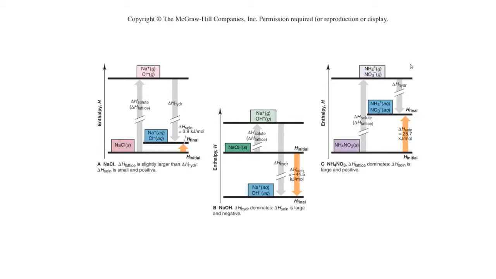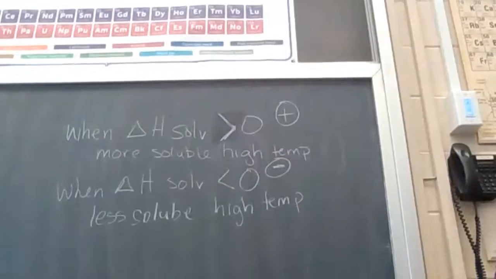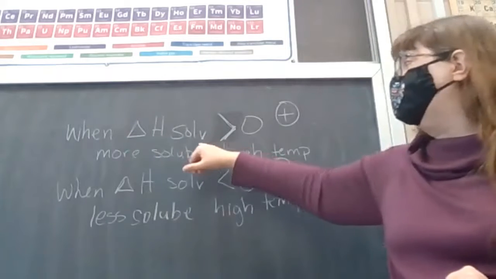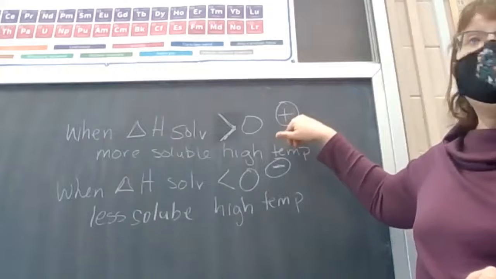So I want to take a second to look over here at what endothermic and exothermic tell us about the temperature. So if I have something that is endothermic, that means delta H of dissolving it is going to be greater than 0, or positive.